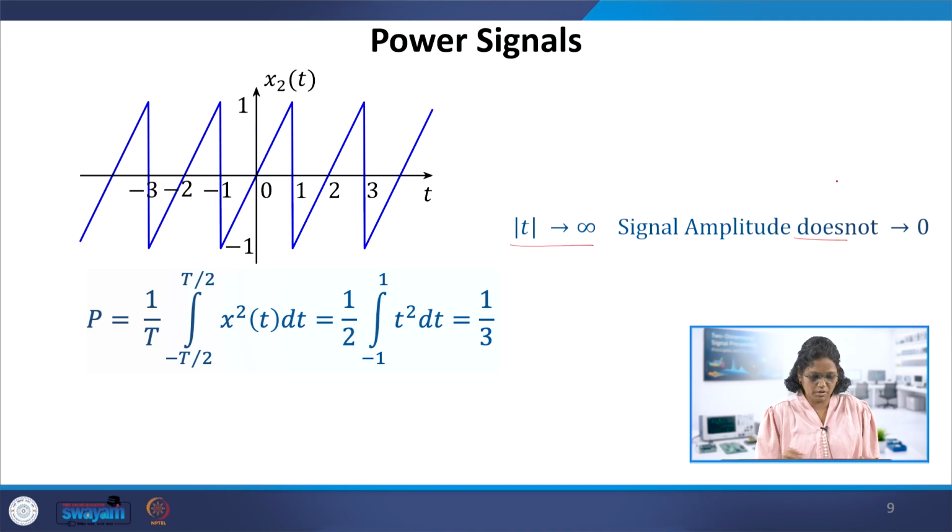This pattern, from minus infinity to plus infinity, would be repeating. So this is a periodic signal, and periodic signals are power signals. So how do we find the power of the signal, whether it has a finite power or finite energy?